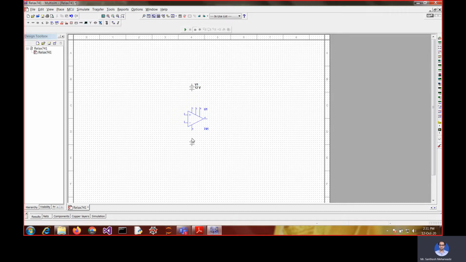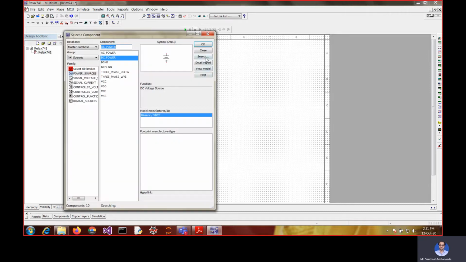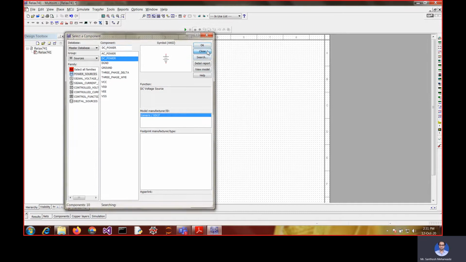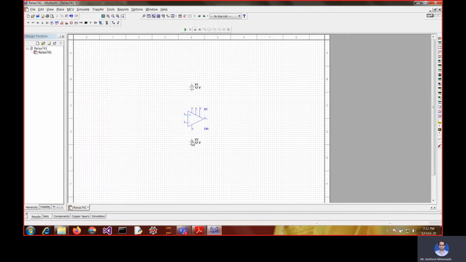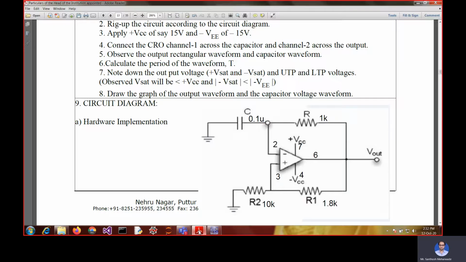Once it is done, I am going to place it over here, and further it is asking, but I don't want that. So you can see that the negative is near to pin number 4, and the positive of this voltage is near to pin number 7. That is what we can see in our figure also. This is the positive, and this is the negative.